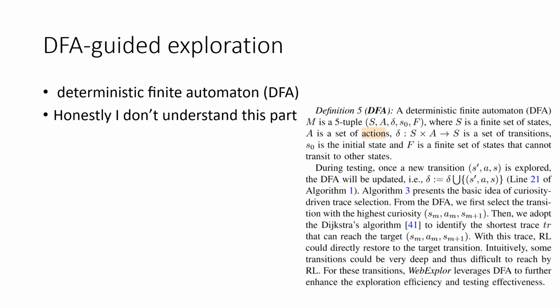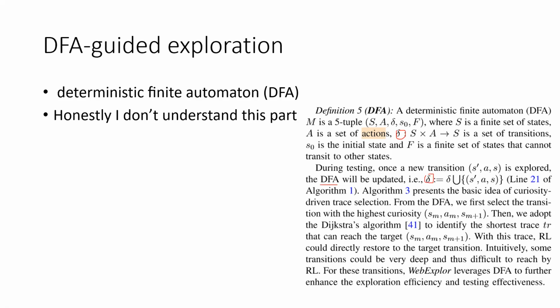A DFA is a deterministic finite automaton. It is a 5-tuple, where S is a finite set of states, A is a set of actions, delta is the transition function over state and action, and F is a finite set of states that cannot be transited to other states. So the point is that the transitions will be created, so the state machine is growing during the exploration, right?